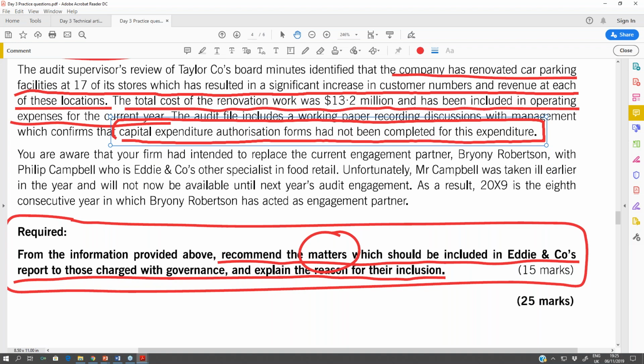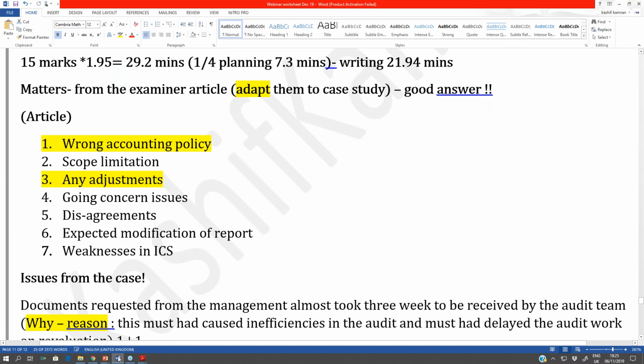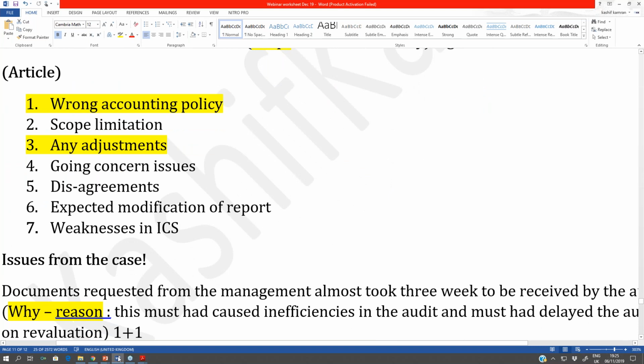Now, the problem is, rote learned students will say that in the article there were only 7 examples and no ethical example. A rote learned student will say, how can we include the ethical issues in the report to those charged with governance, because when we read the article, there were only 7 issues. That is a big problem with rote learned students, that they only stick to things given in the article. The basic purpose of the article was that if there is an issue, you need to communicate it to those charged with governance. Now, ethics is also an issue.